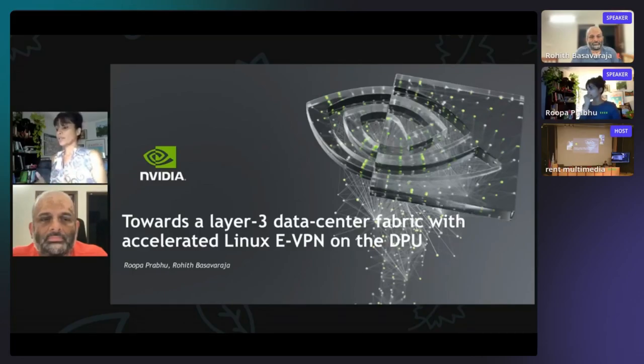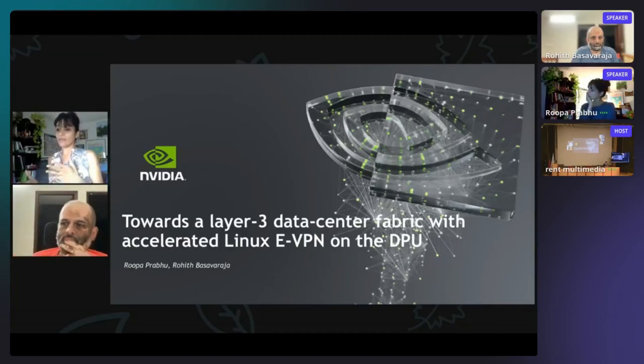We have talked about EVPN, the Linux EVPN implementation, on and off in the context of SwitchDev, and in the context of many of the enhancements we've done in the Linux kernel over the past years here at Netdev. In the last year, Rohith, me, and a bunch of other folks who are not here today tried to migrate this to the DPU. What we want to show here is how that changes the fabric design, or makes it a pure layer three data center fabric. So let me dive into the slides.